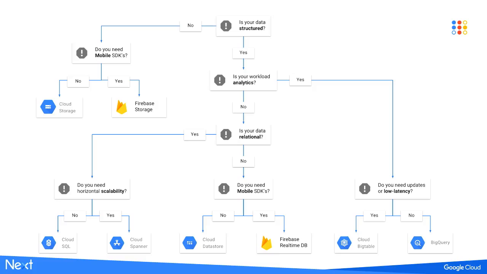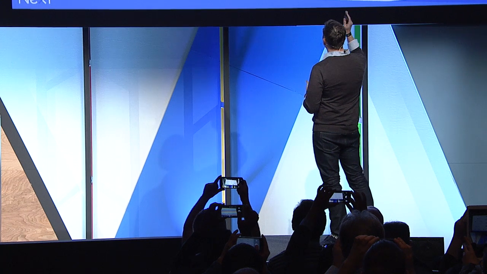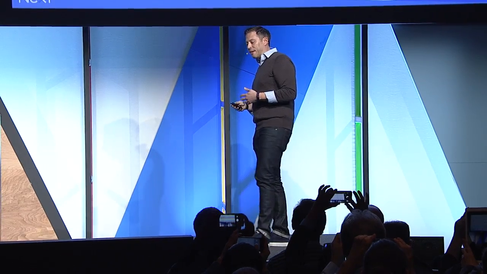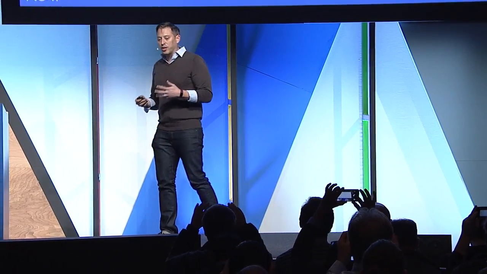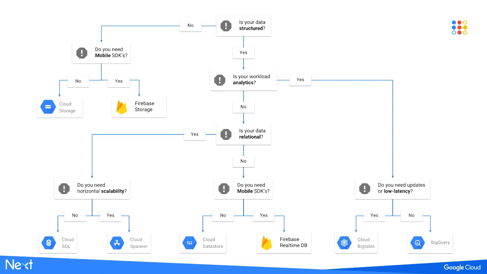So how do I decide? The magic slide, left it for the end. People tell me time and time again, please, just tell me what product to use. So I've tried to take the last 2 years of advice and put it into a single flowchart. And what this flowchart says is, great, is your data structured? If the answer is no, then the next question is, do you need mobile SDKs? If you need a mobile SDK, then please use Cloud Storage for Firebase. If you don't need mobile SDKs, then you can use Cloud Storage directly. All the data goes into the same place. It's just 2 different ways of getting data into the system.